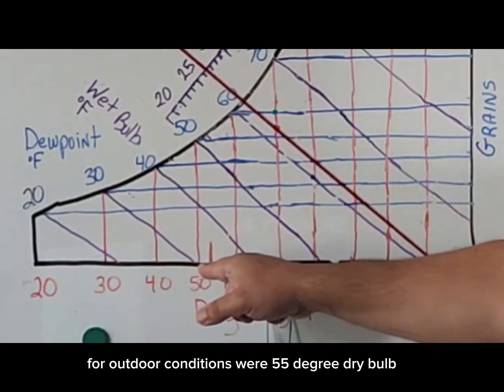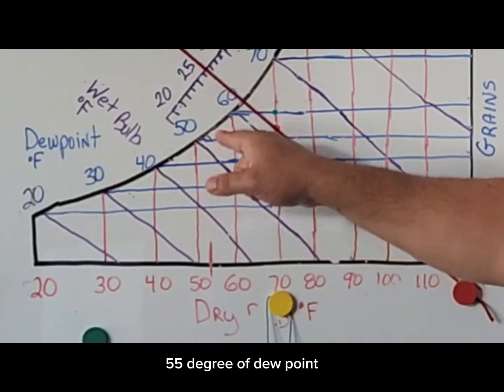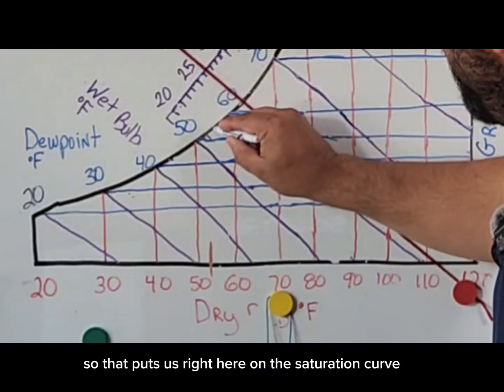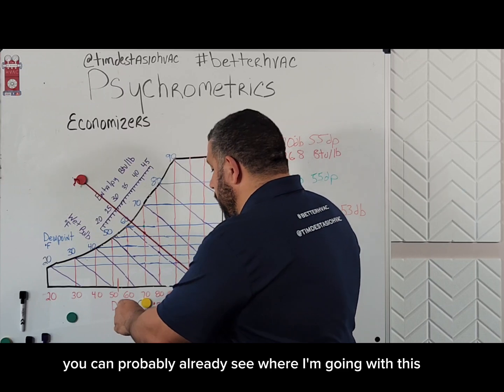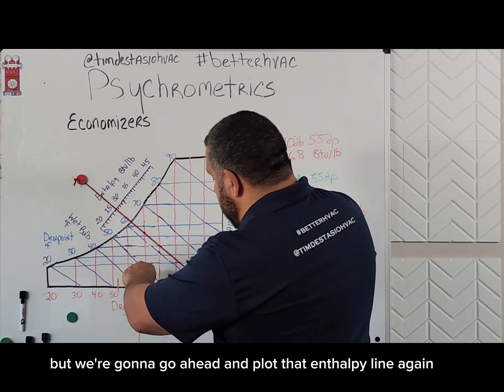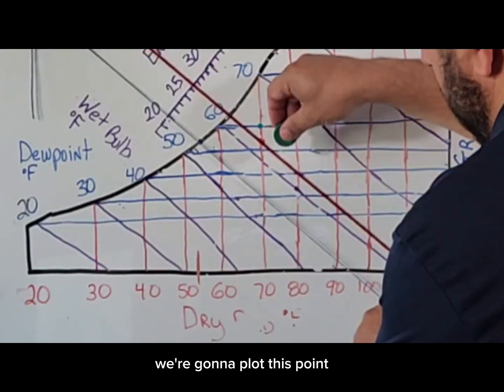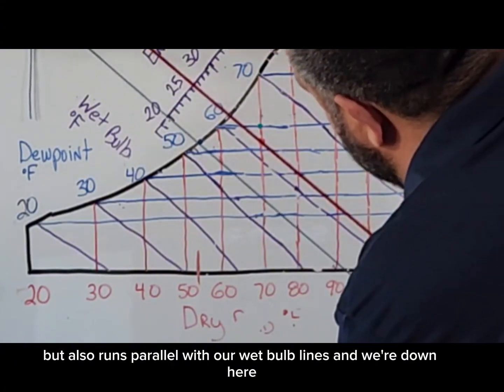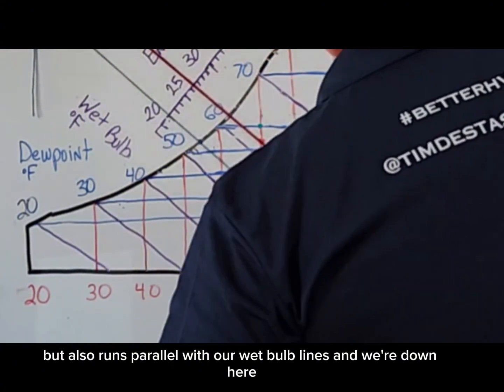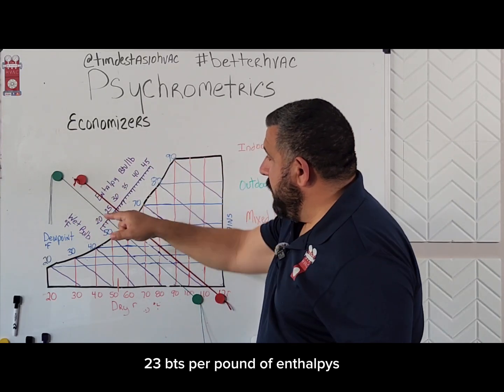Our outdoor conditions were 55-degree dry bulb, 55-degree dew point. So that puts us right here on the saturation curve. You can probably already see where I'm going with this, but we're going to go ahead and plot that enthalpy line. Again, we're going to plot this point. We're going to draw a line that crosses that point, but also runs parallel with our wet bulb lines. And we're down here at 23 BTUs per pound of enthalpy.